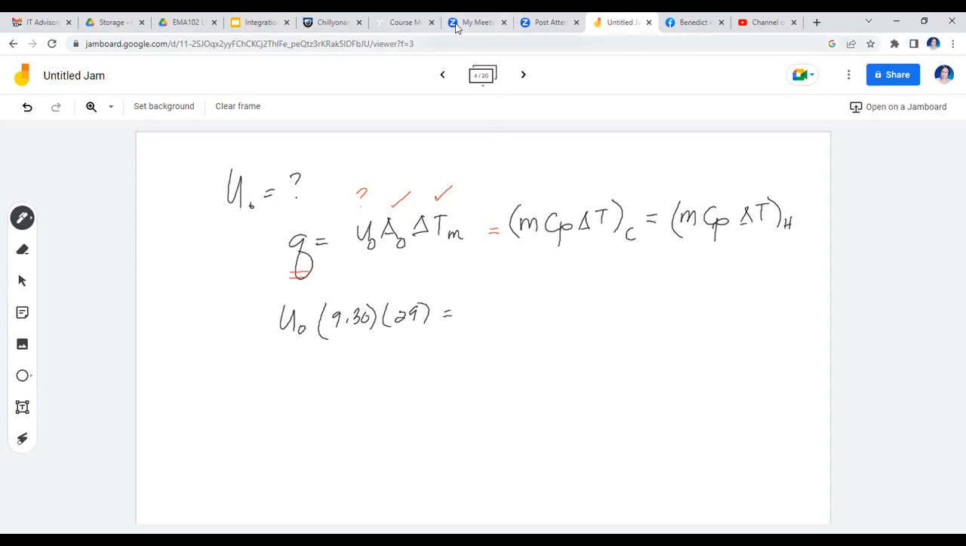For the humans. Oh, what I'm just asking is this. Oh, let's have Antoinette, since Antoinette was the one who suggested. Why are we using MCP delta T of the cold fluid, Antoinette? Why not the MCP delta T of the hot fluid? Antoinette?